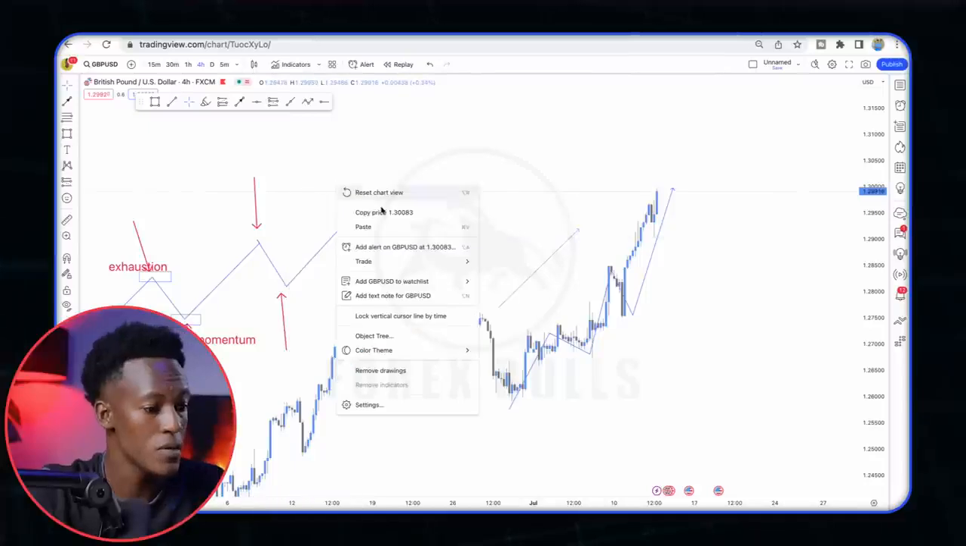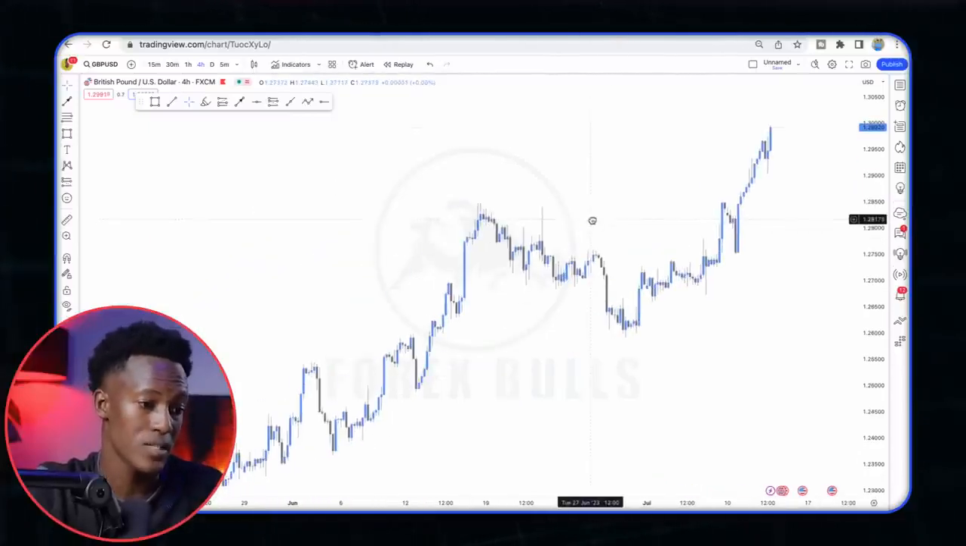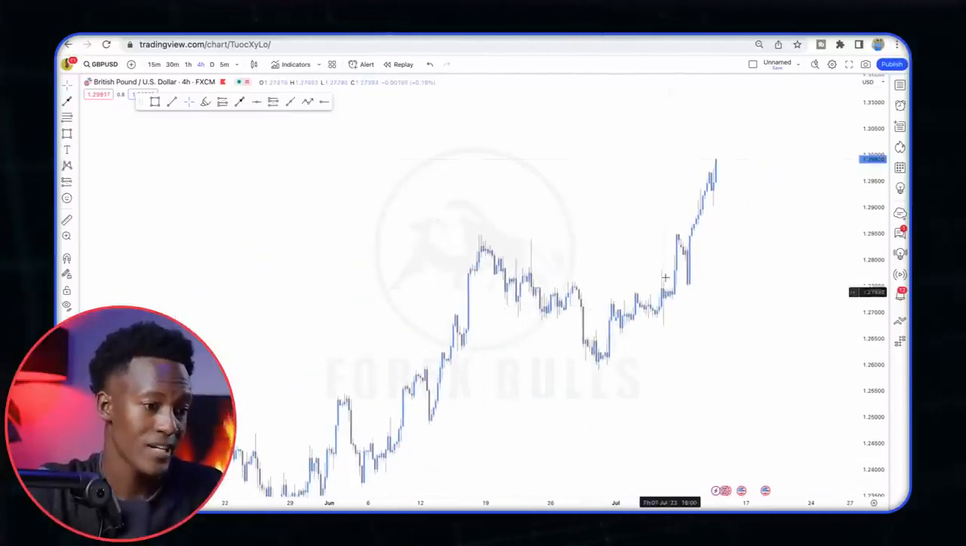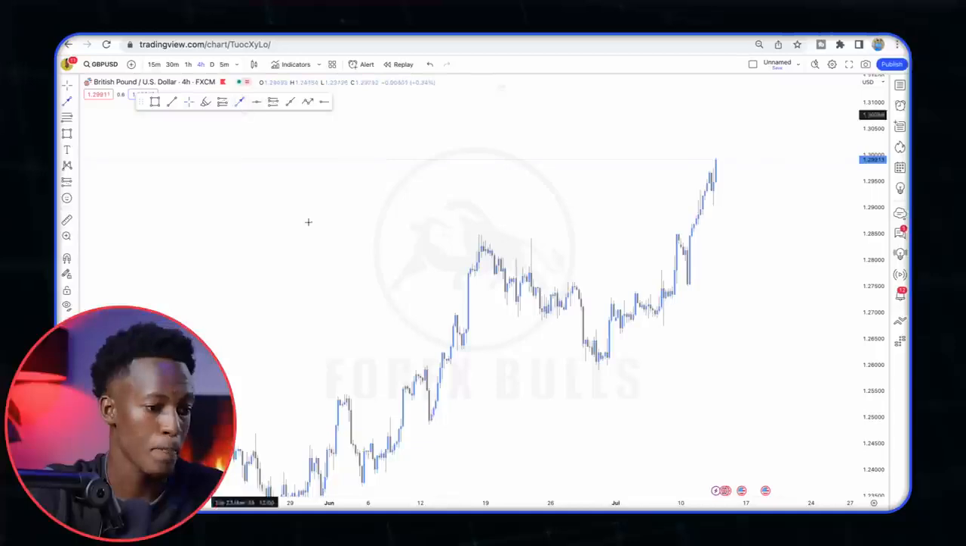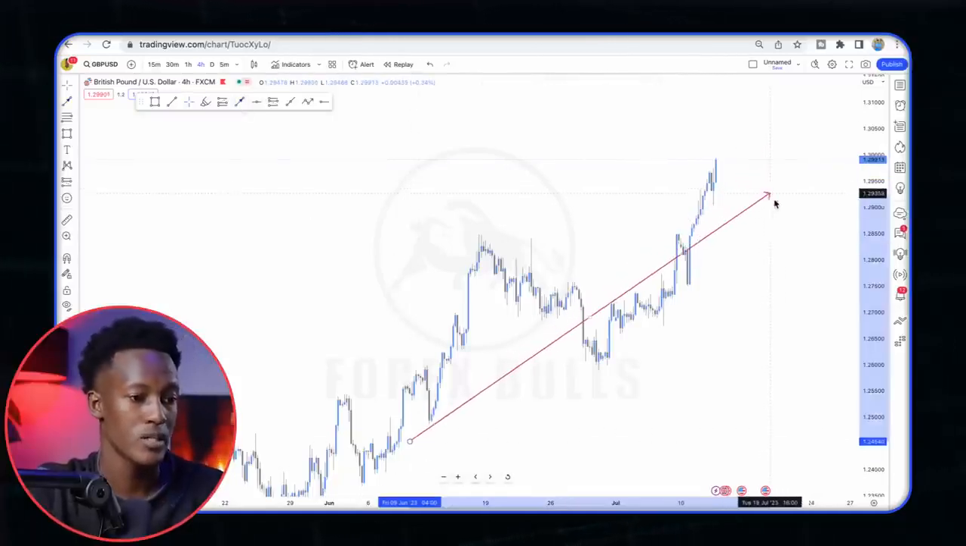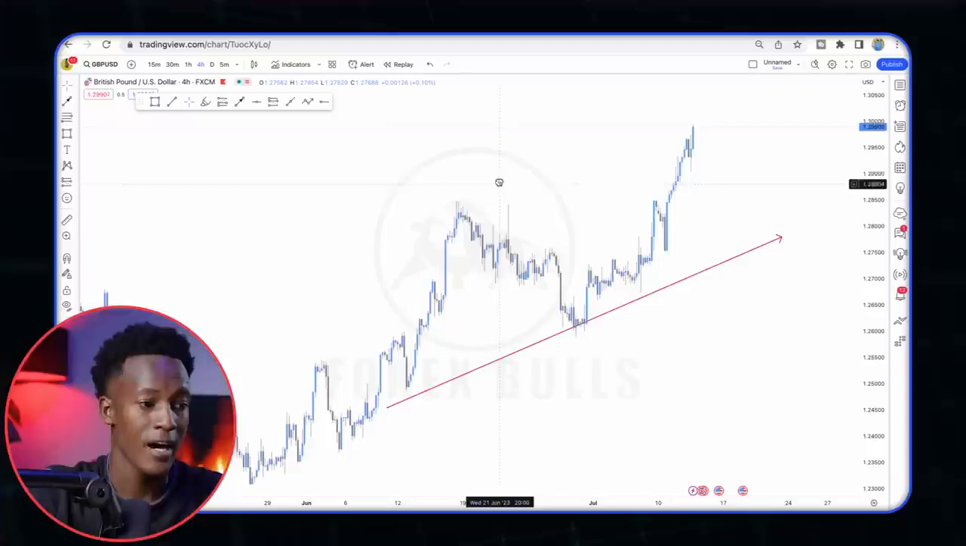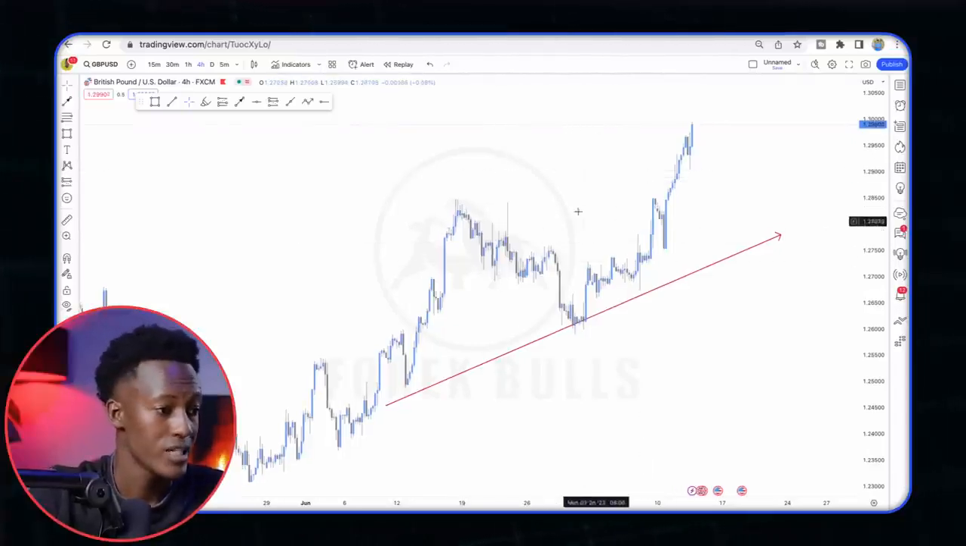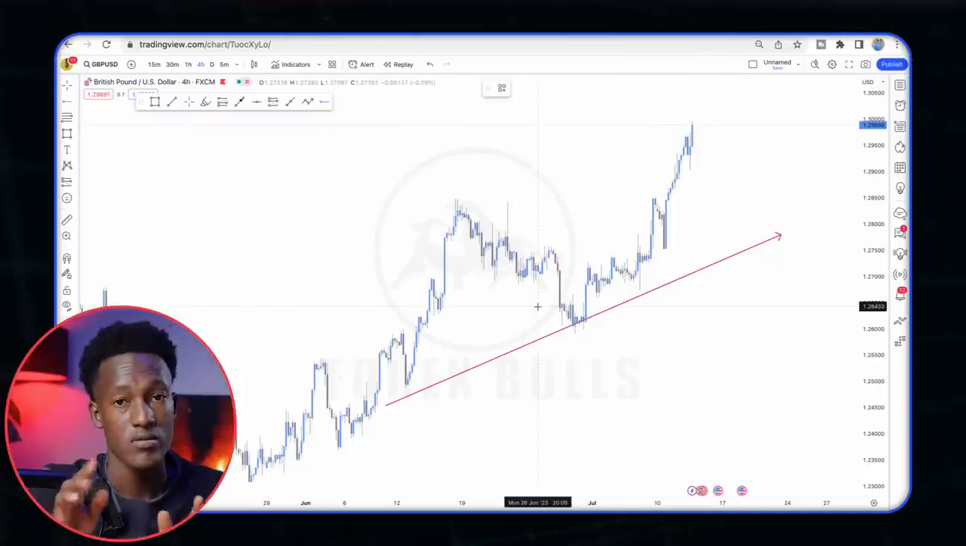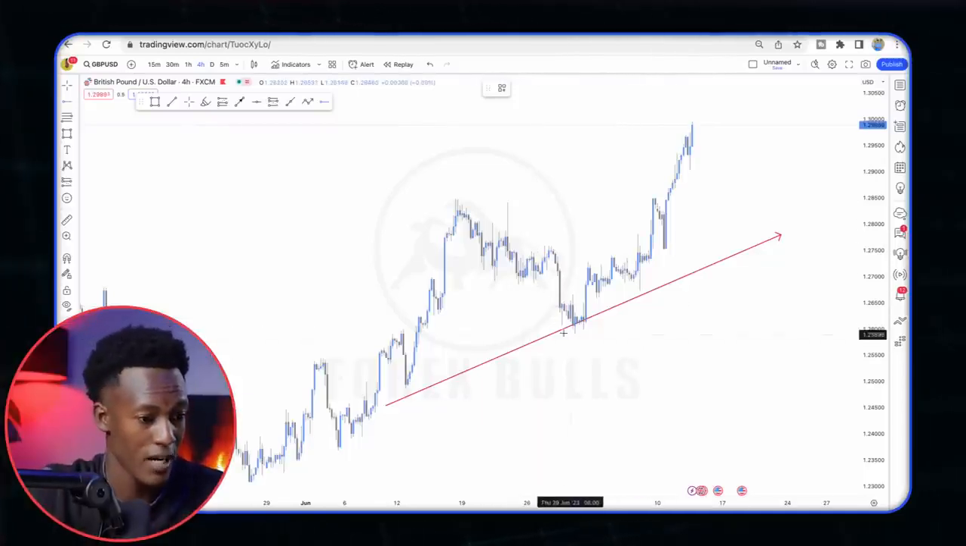Now let's go back to GBP USD and see what was happening. So obviously by looking at it, it's an uptrend, okay? We have a beautiful uptrend. There we go. And now what do we have to mark out? We just have to look at the most recent key levels. Now we are going to mark out this.